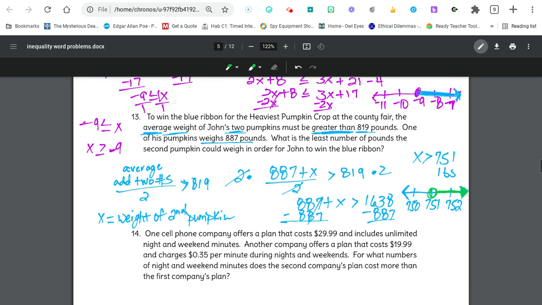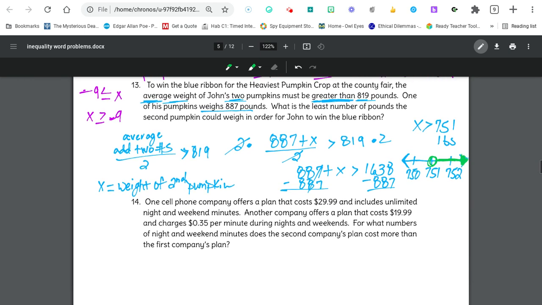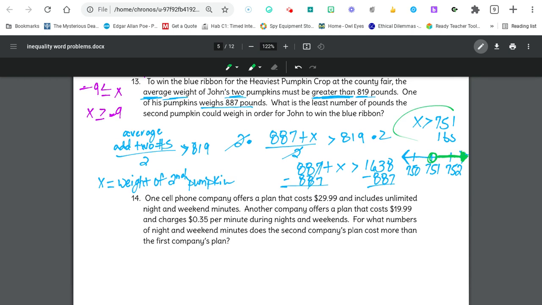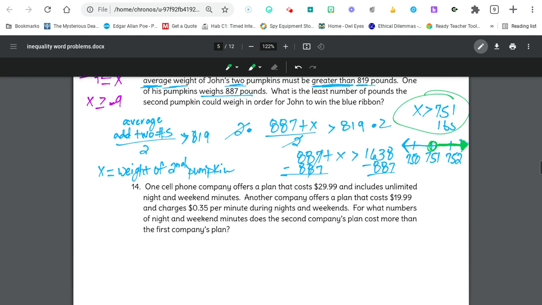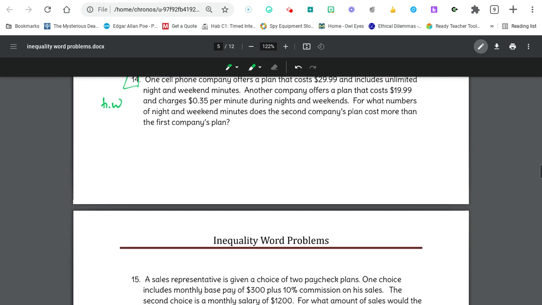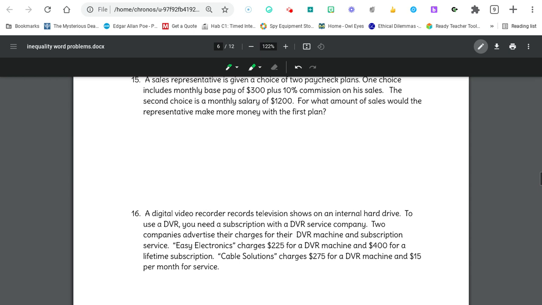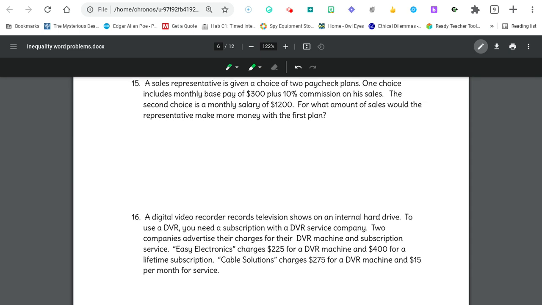So if you're talking about the least number of pounds in terms of a whole number, it could be 752. But just graph these for me, okay? Graph and solve. This is fine for me as an answer: anything greater than 751 pounds. All right, I'm going to let you do 14 for homework. Let's see. I'll do 15.